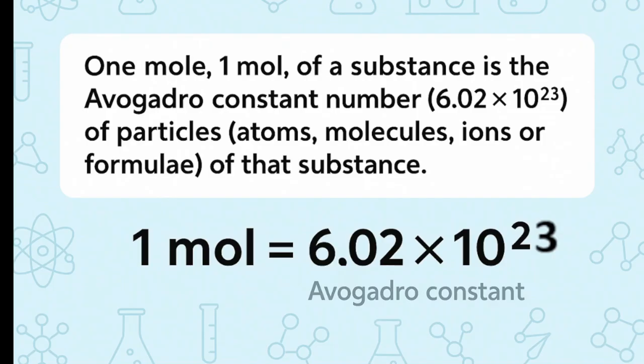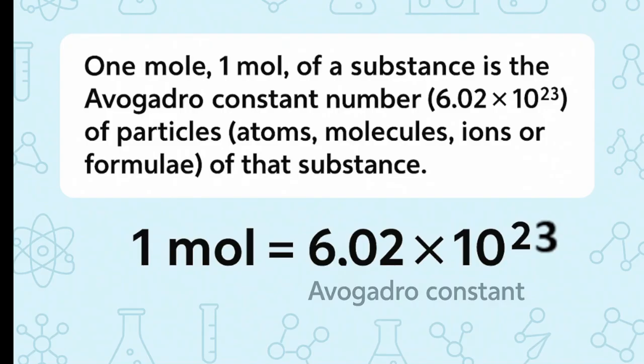So 1 mole of a substance is the Avogadro's constant, which is 6.02 times 10 to the power of 23 of particles, atoms, molecules, ions, anything. Now, this number is a huge number, the Avogadro's constant. To get an idea, let me just expand this number. This is in standard form.